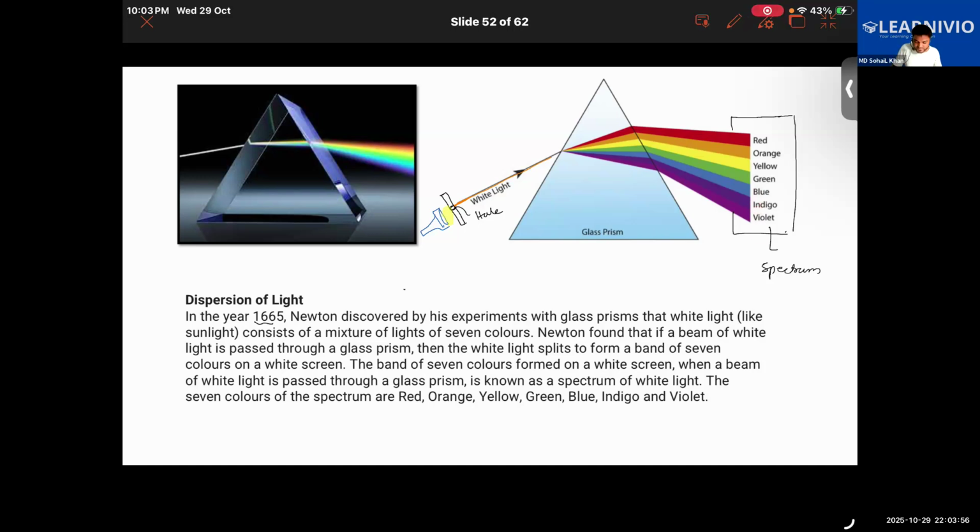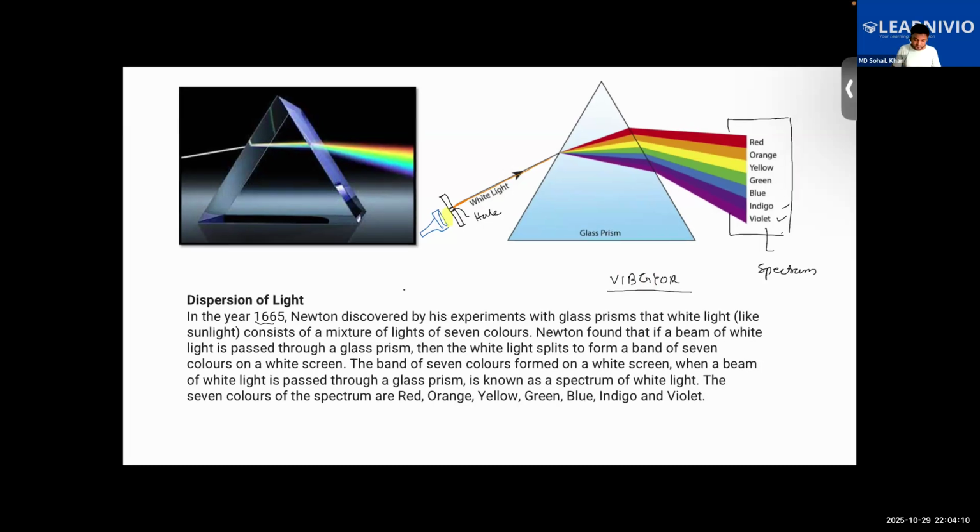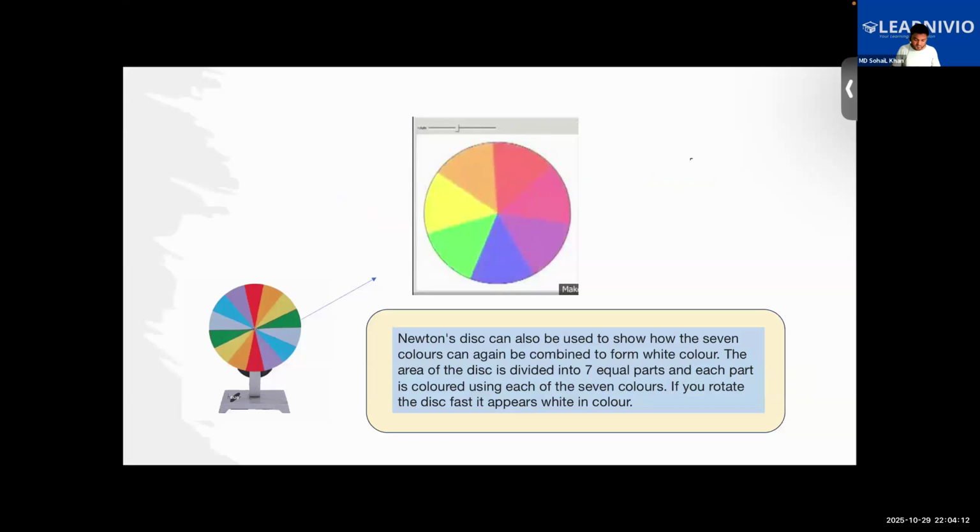If you read it from this side: violet, indigo, blue, green, yellow, orange, and red, that is in short called VIBGYOR. You can memorize it like that. Understanding that, everyone? Yes, sir. Okay.